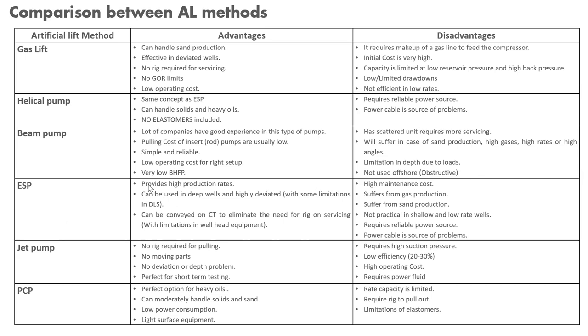The ESP provides high production rates and high drawdowns, and it can be used for highly deviated wells, but the limitation will be the dog leg severity. The dog leg severity is the three-dimensional change in the angle in each 100 feet. It can be conveyed on coil tubing, on tubing, or can be run and retrieved by wireline, which is the most recent advance in ESP installation.